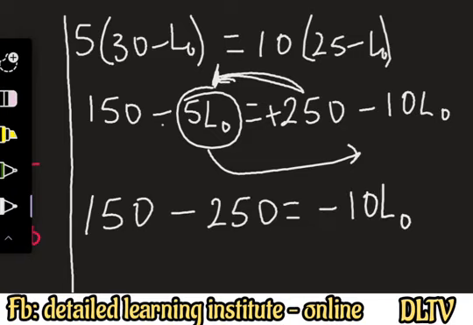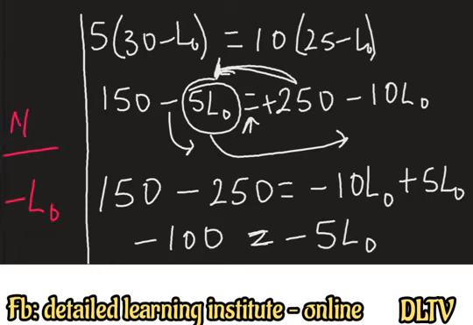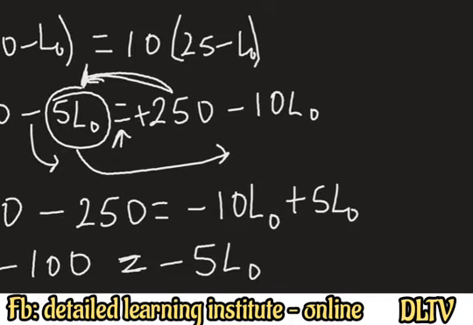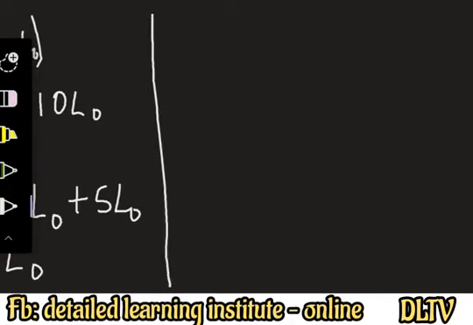Similarly, the sign here will change to positive once it crosses the equality sign, and that becomes plus 5 LO. So eventually we'll have minus 100 equals minus 5 LO, and at this point we divide both sides by 5. Not just 5, minus 5, because the sign must go with it. So dividing both sides by minus 5, this will be the result.